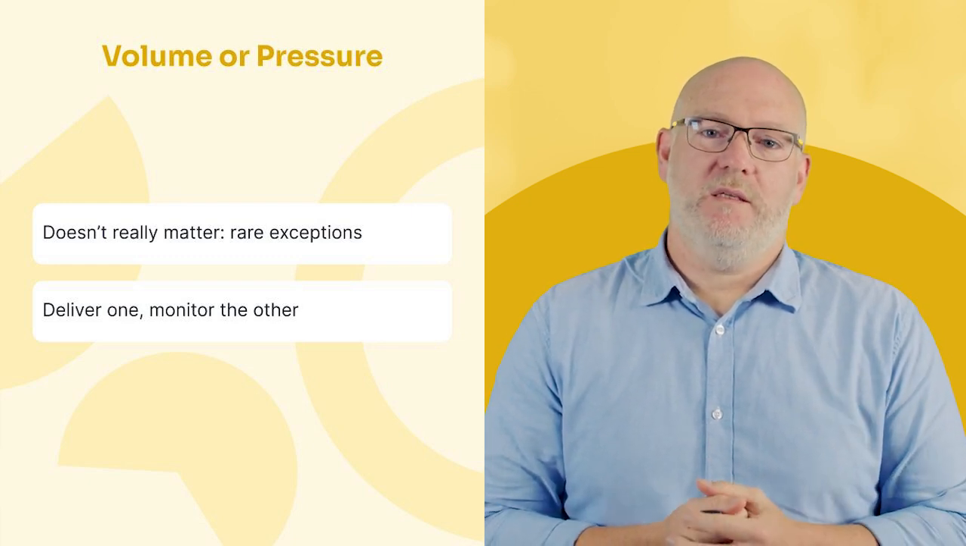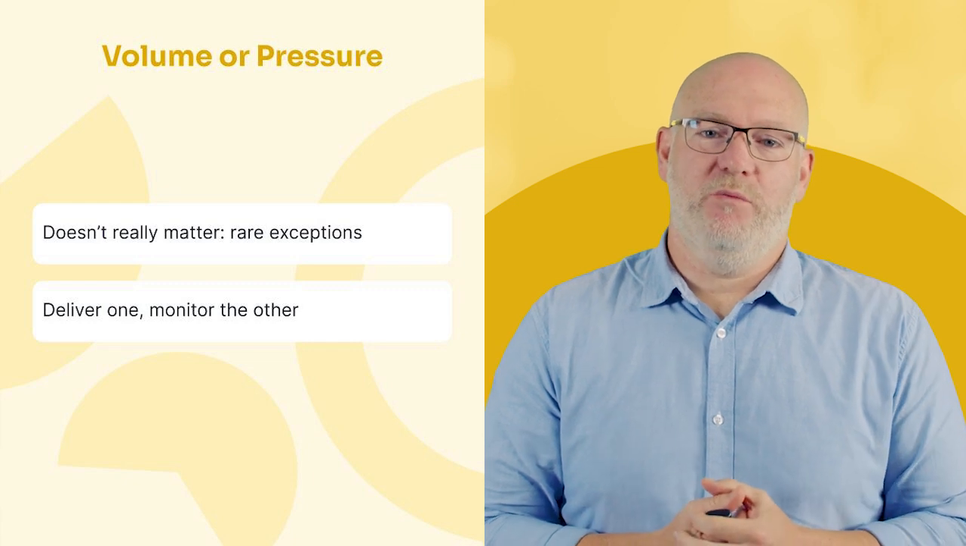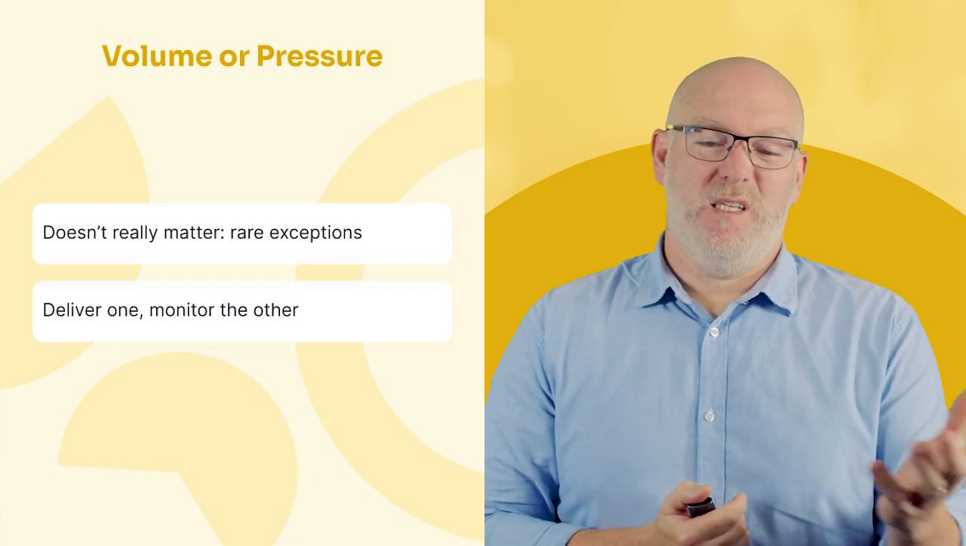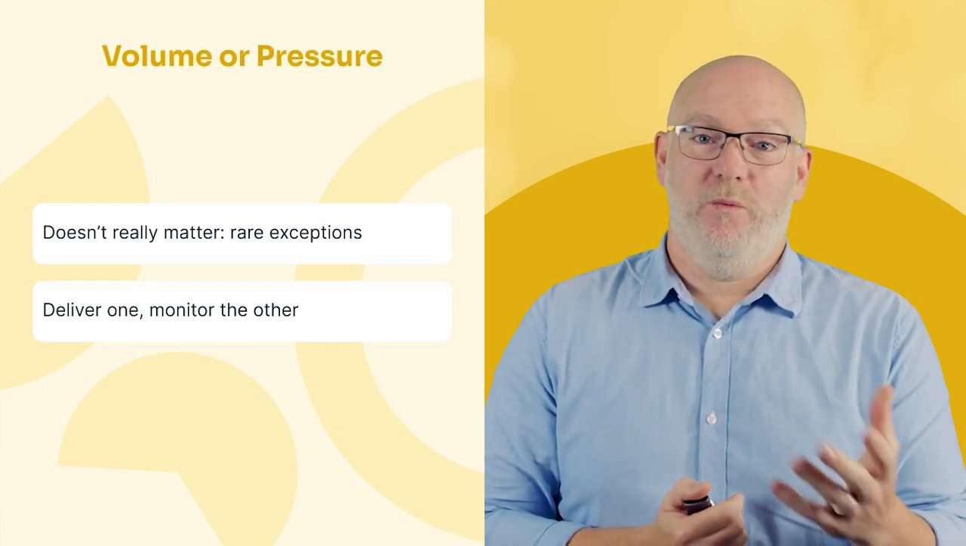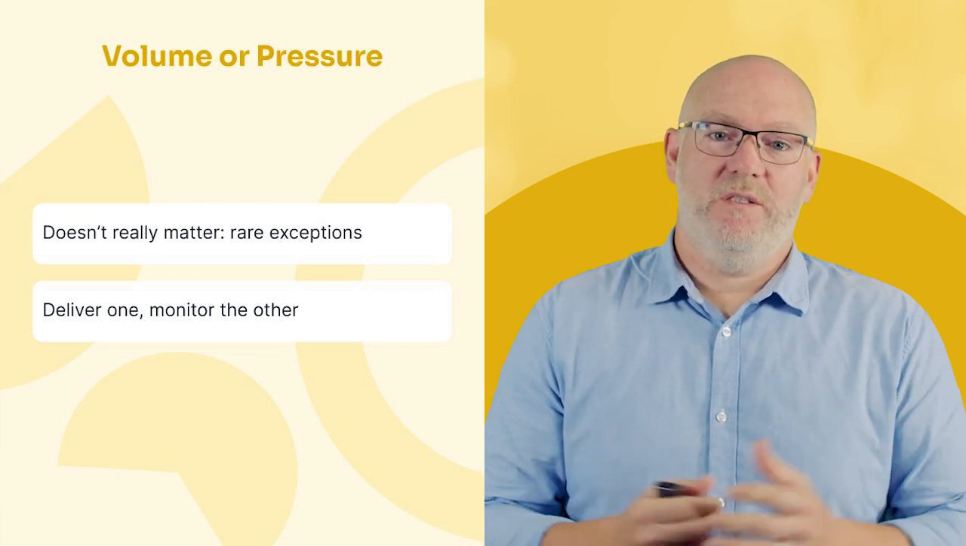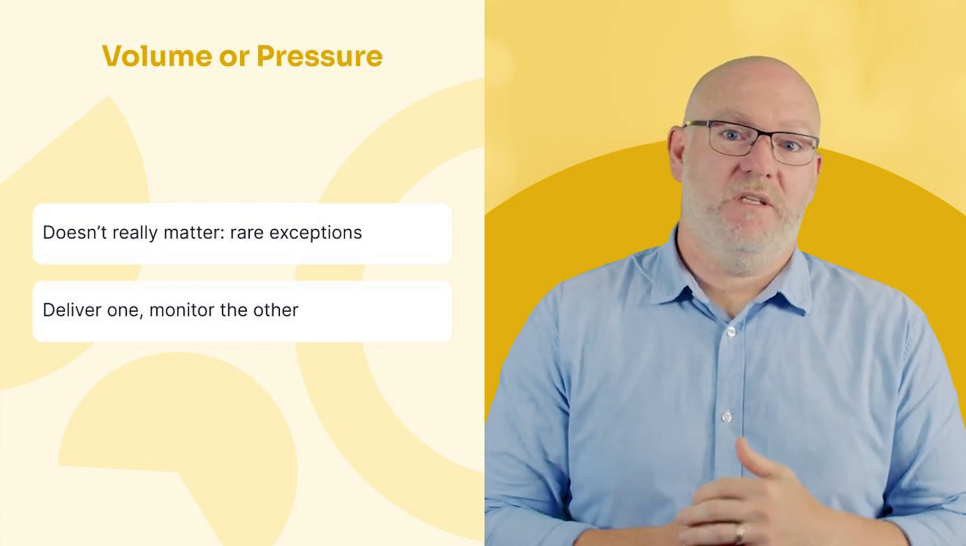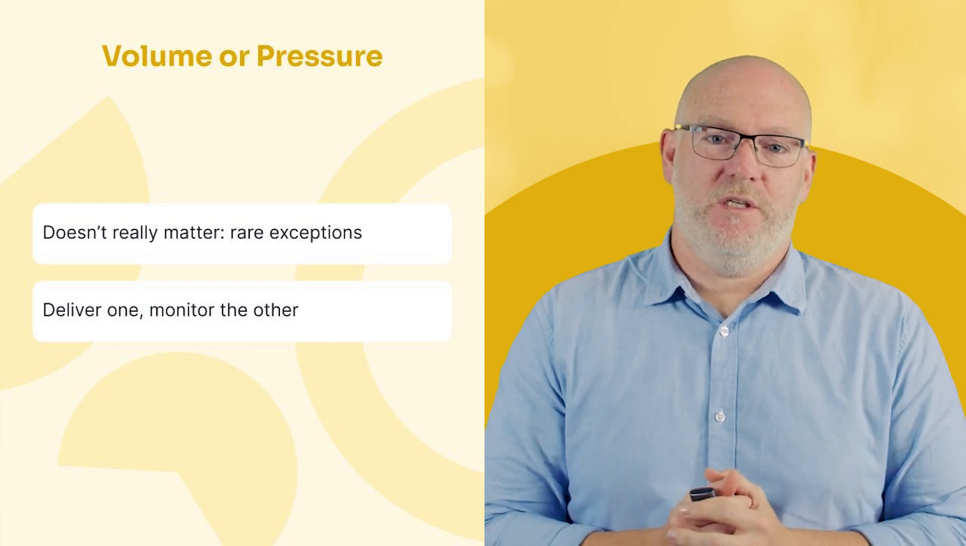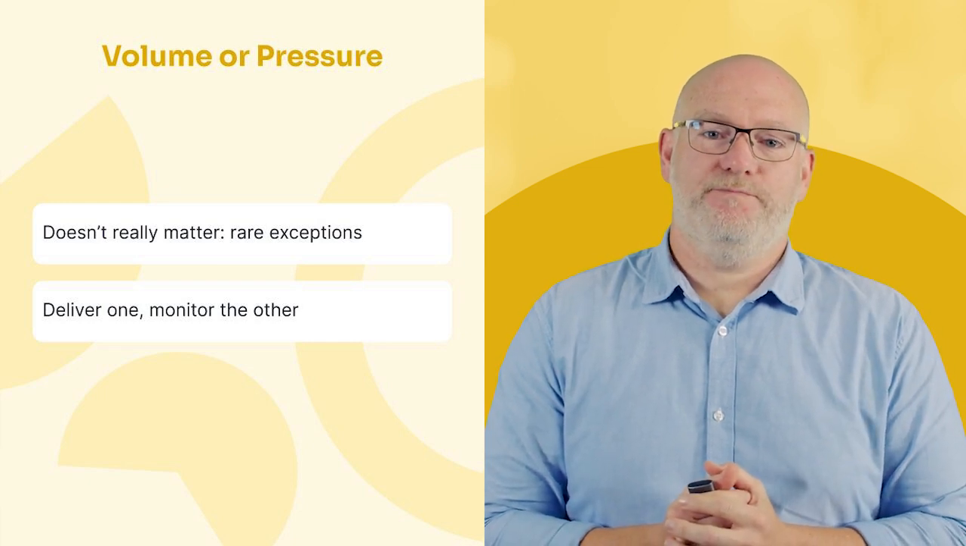We set that in mils per kilo of ideal body weight. So we're aiming 6 to 8 mils per kilo. Really, we're aiming for 8 mils per kilo. So for the average person, 70 kilos, 7 times 8 is 56, so 560 mils is the tidal volume that we're going to set for that person.